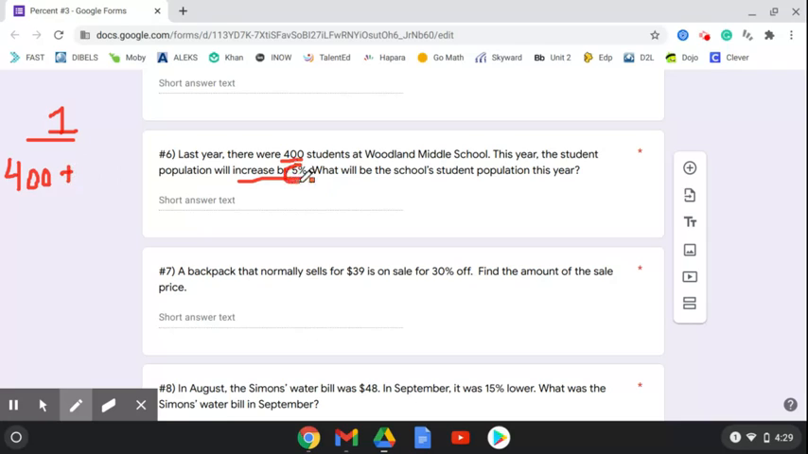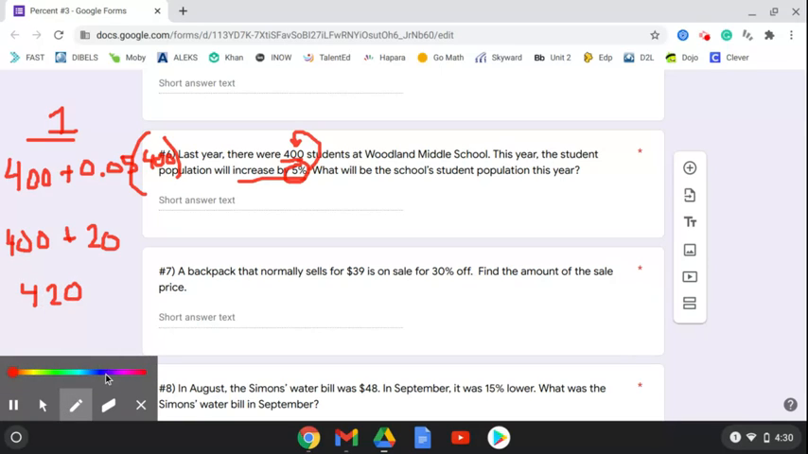So what's 5% as a decimal? That would be 0.05. Okay, now that percentage, remember, is a percentage of the original amount. So 5% times 400. Okay, so you're going to have your 400 students plus whatever 5% of 400 is. What's 0.05 times 400? That is 20, right? And 400 plus 20 is 420. Okay, that's the first way you could do it.